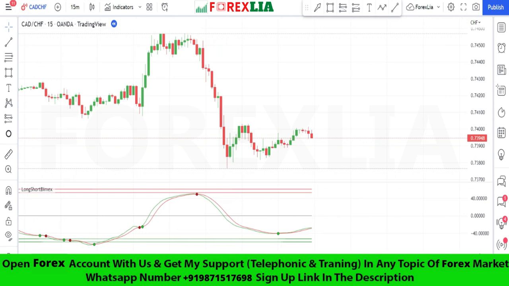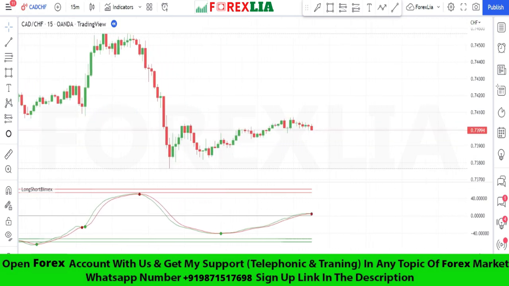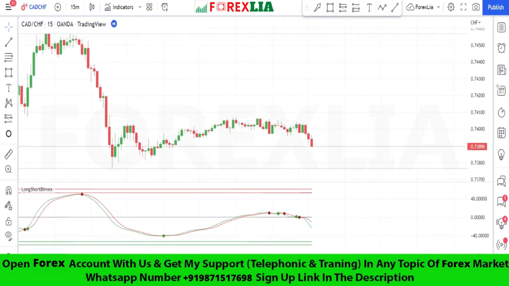If long short BIMEX indicator both MA break green oversold level upward, then we take a buy trade.